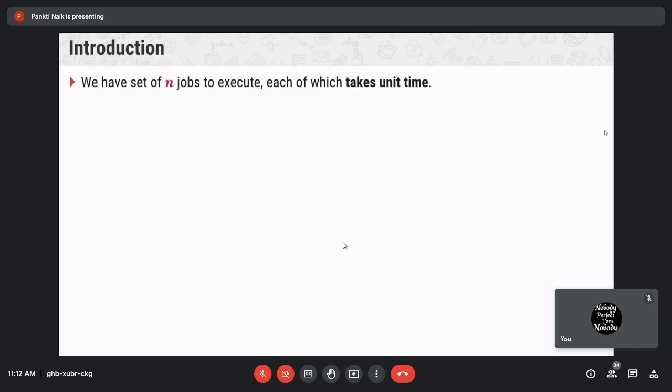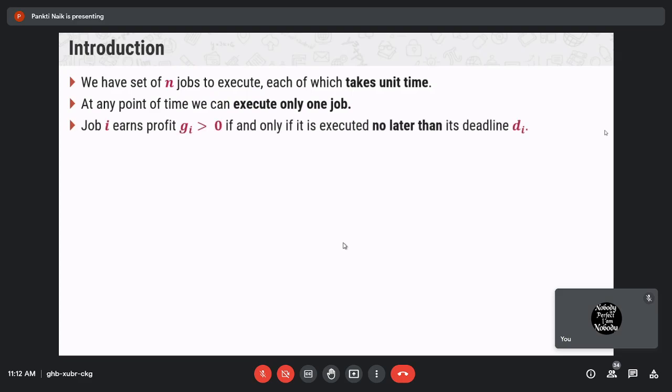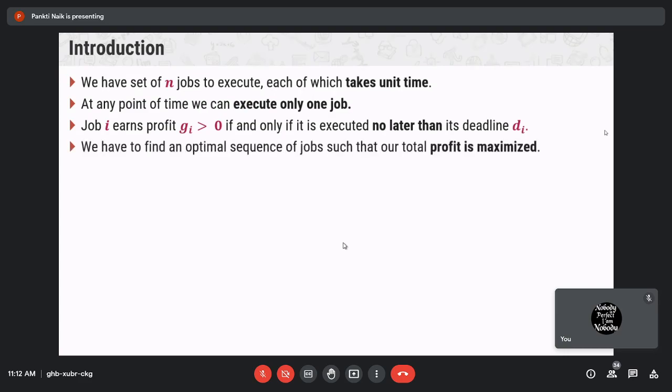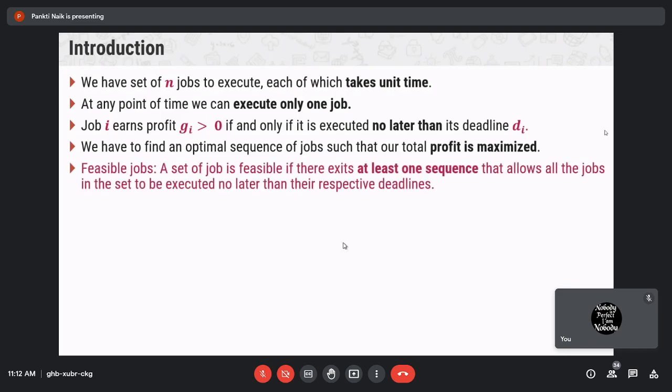Here we have a total of n jobs to execute. Each job takes a unique time. At any point of time, we can execute only one job. All the jobs earn some profit if and only if they are executed before or on their deadline Di, otherwise no profit. And we have to find the optimal sequence of jobs such that our total profit is maximized.